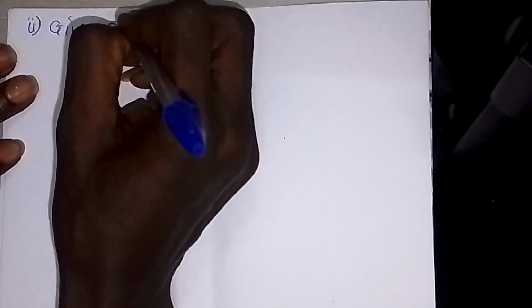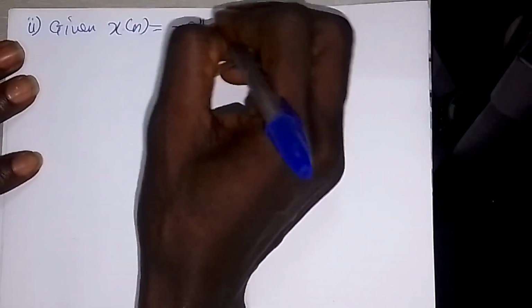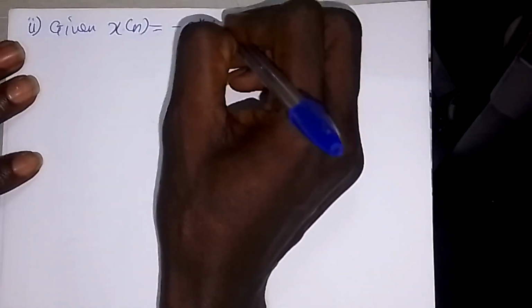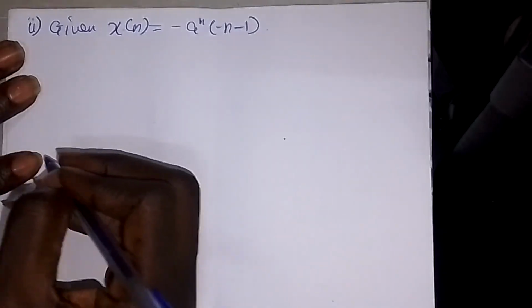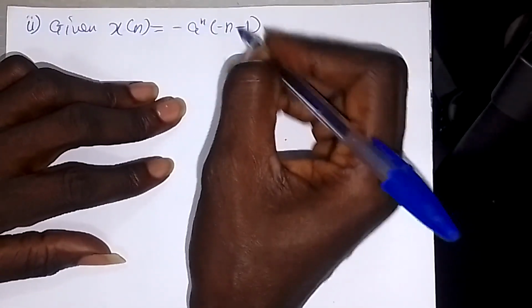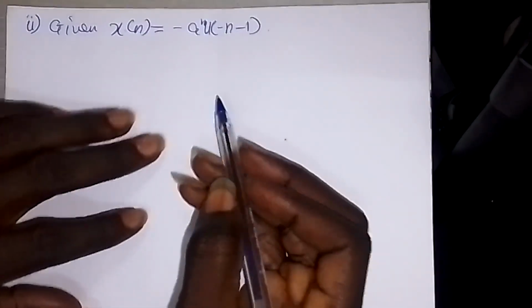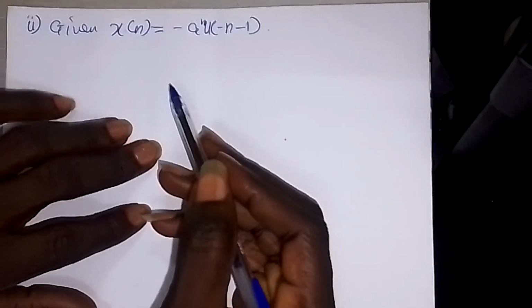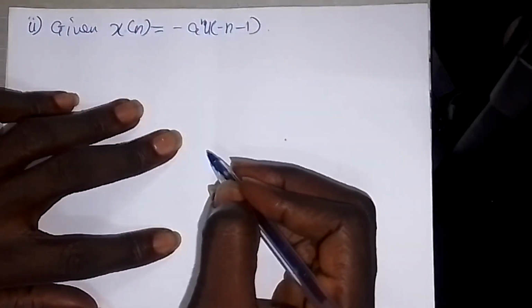We are given x of n equals minus a exponent n into u of n minus 1. This is what we are given. Here is u. So first let's take a look at our unit step sequence.